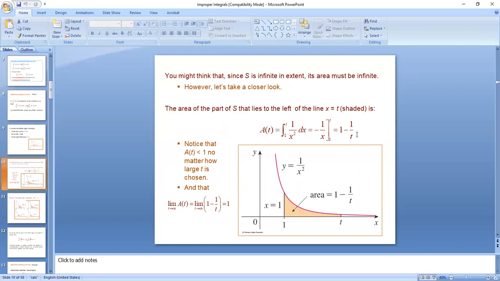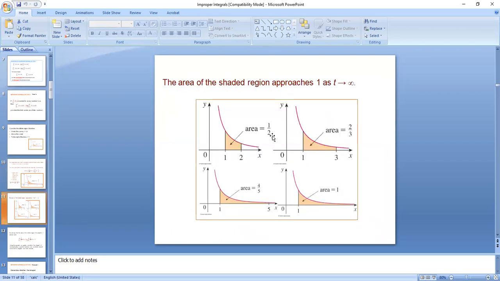So if we substitute t, which is 2, that would be 1 minus 1 half. So your answer is 1 half. If t is 3, you have 1 minus 1 third, so that would be 2 thirds. If t is 5, that would be 1 minus 1 fifth, and the answer would be 4 fifths. If t is infinity, that would be 1 minus 1 over infinity, which is 0, and the answer is 1.